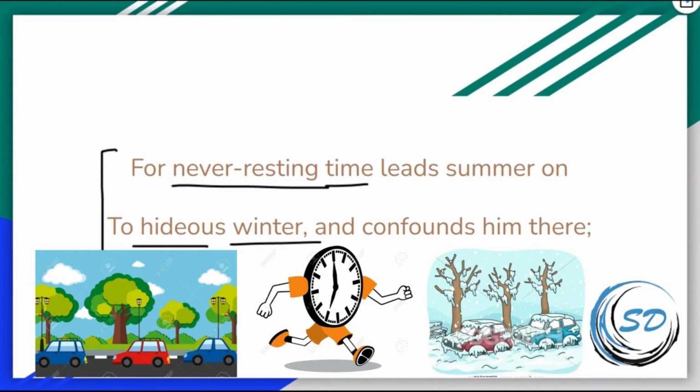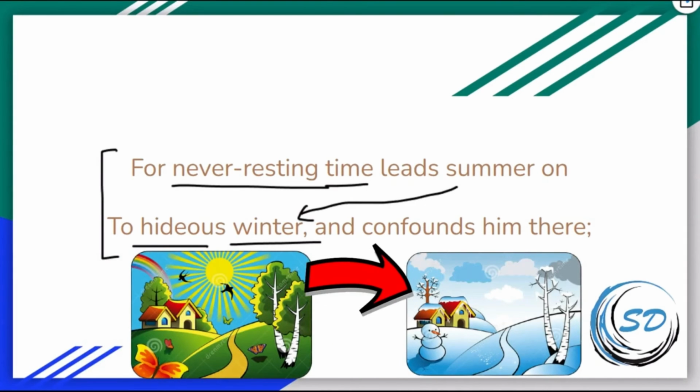Shakespeare employs vivid imagery to depict the passage of time, symbolized by the transition from summer to winter. He emphasizes the relentless nature of time, as it leads summer, a season associated with vitality and beauty, into the harsh embrace of winter, where all its former splendor is confounded and obscured.